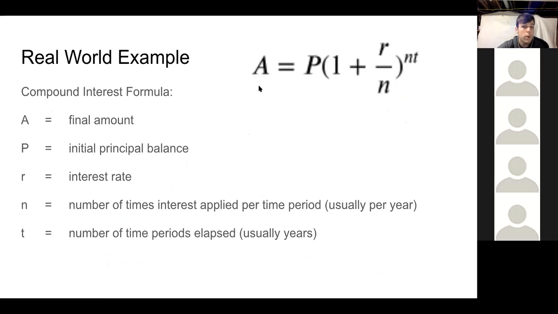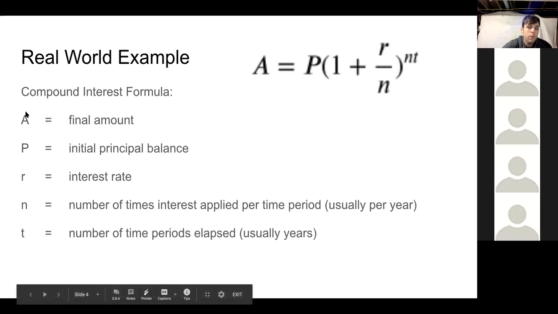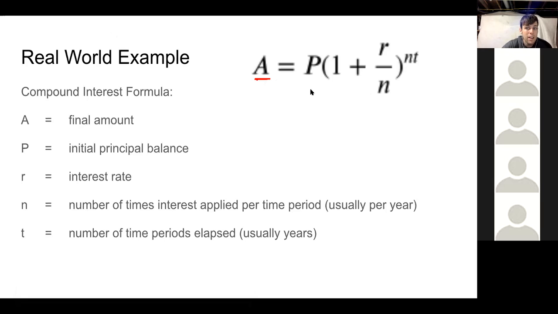All right, so here's a real world example of an exponential growth formula. It's called the compound interest formula. So when you invest money in like a CD or something like this that does compound interest, you can calculate the value of your investment using this formula. So all of these are what the different variables or parameters stand for. A is the final amount or final value of the investment after some amount of time.